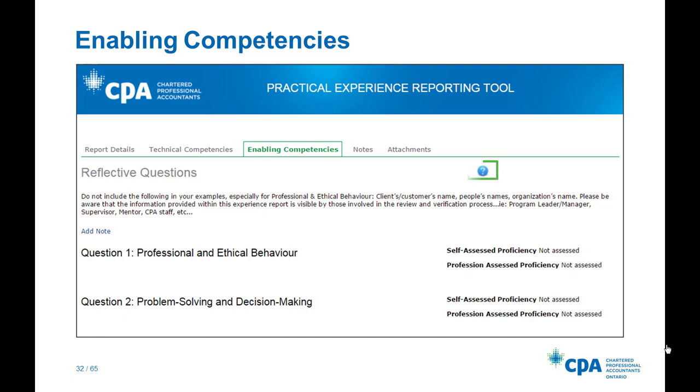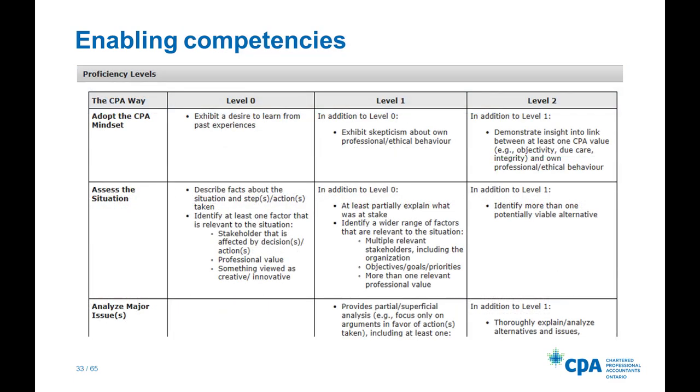Click on the question mark icon. Within the rubric, you can see how a student at level 0, 1, or 2 would be expected to answer the enabling competency questions. Remember, your mentee should aim to reach level 2 in all enabling competencies by 30 months of experience. They will progress as they are exposed to different situations and may find they don't always have an answer for every question.